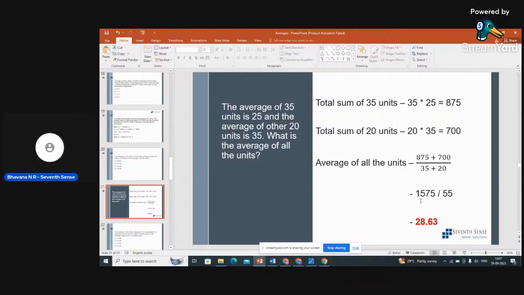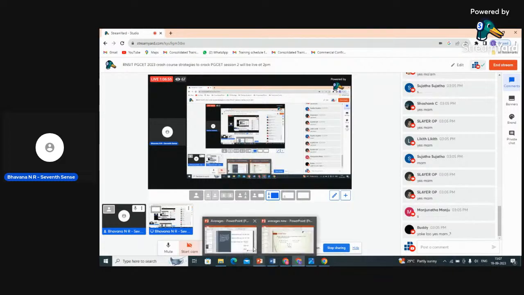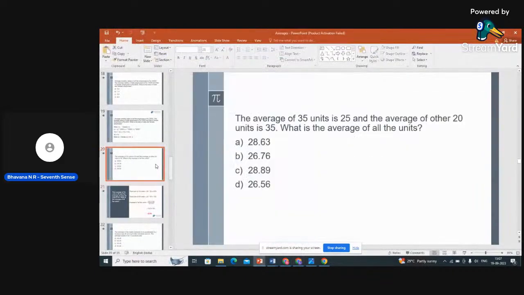So here we need to add these two sums and divide by the total number of units. Dividing, we will get the answer 28.63. Okay, so the answer is 28.63.